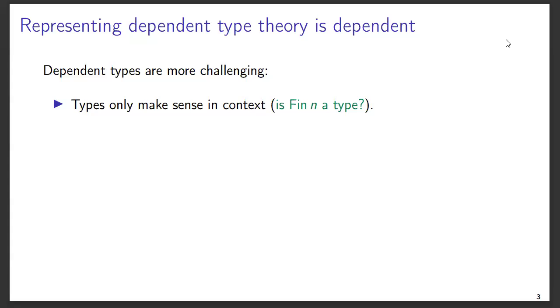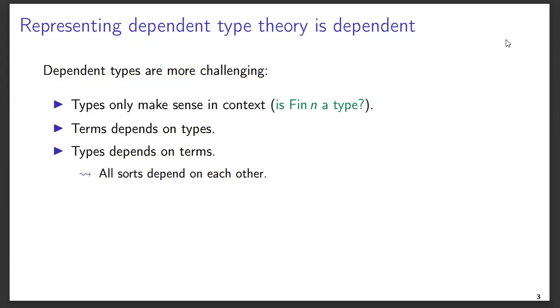If n is a function, then this is not a well-formed type anymore, right? So depending on what this variable n is, I have a well-formed type or not. And of course, terms depend on types. So I can't introduce terms before the types, but I also can't introduce the types before the terms because the types also depend on the terms, right? So everything depends on everything else, basically. And we have a very dependent definition of all kinds of things depending on each other.